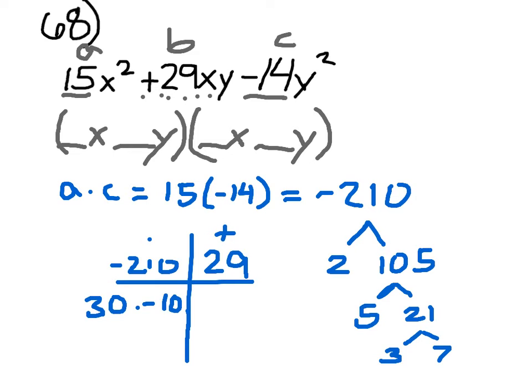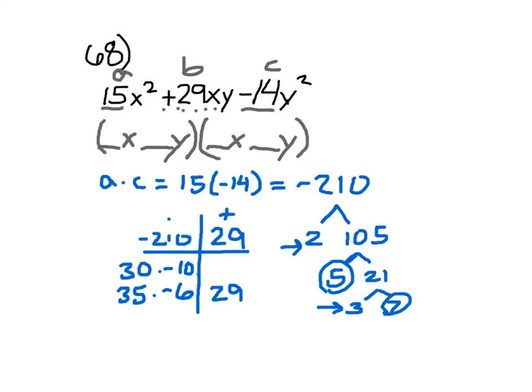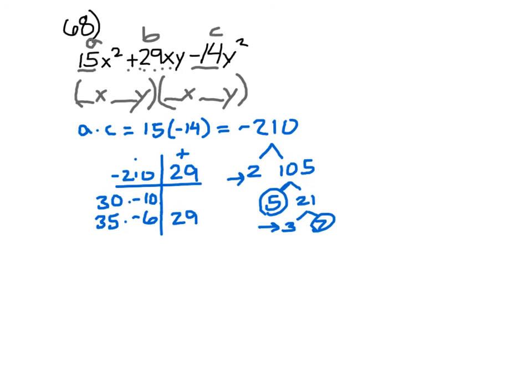Well, I looked at 10, 21. What about 35 and 6? What if I do that? 35 times negative 6. Because I have those building blocks here. And that does add up to 29. Okay?